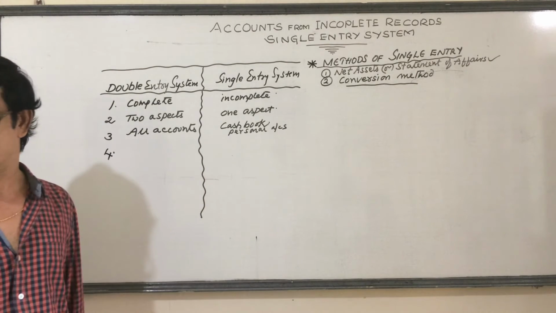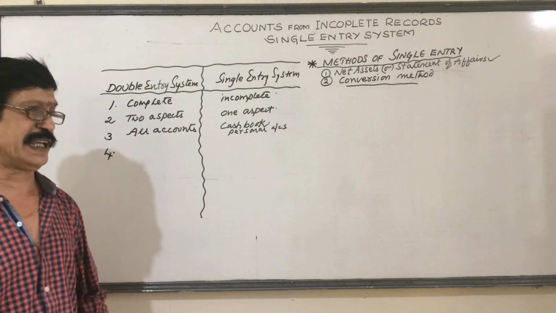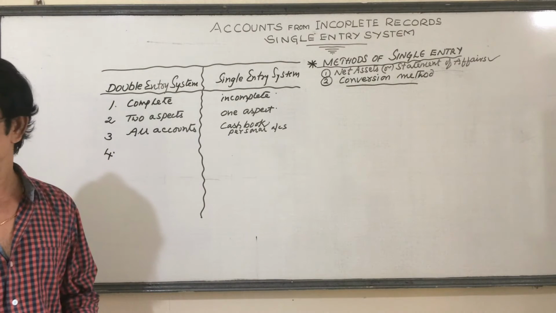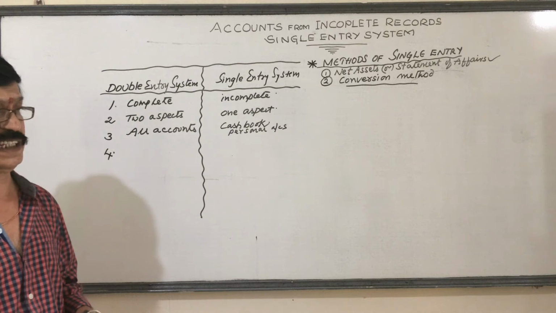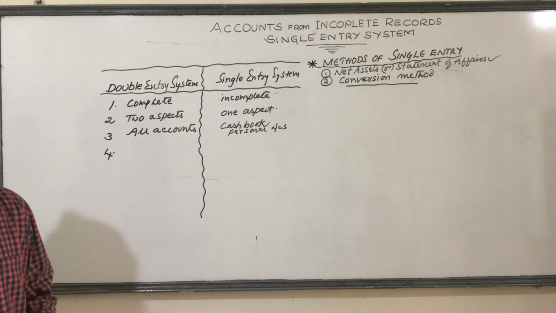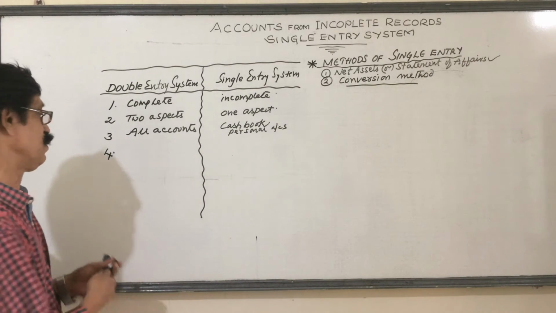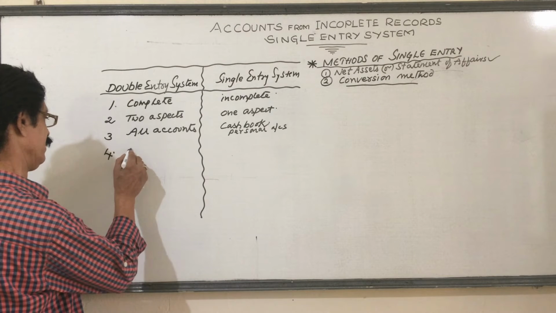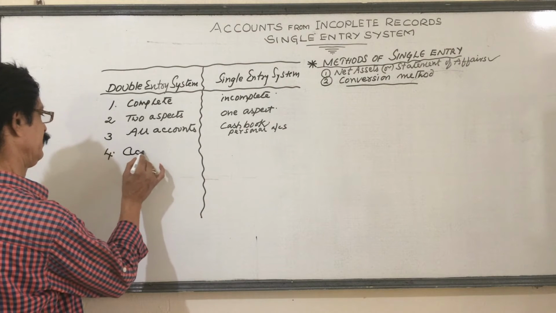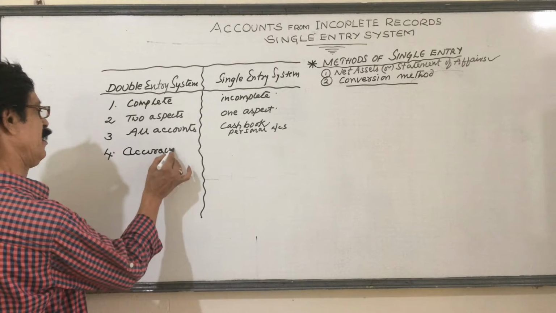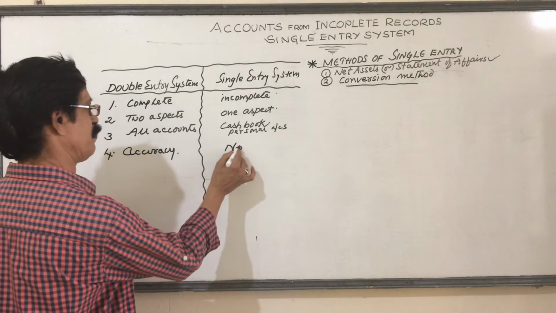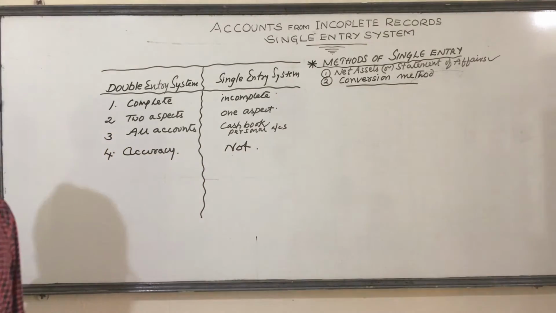In the double entry system, at the end of the year we can prepare a trial balance, through which we can understand the arithmetical accuracy of the books of accountancy. But here it is not possible because there is no complete record of transactions. We can't get a trial balance at the end of the year.